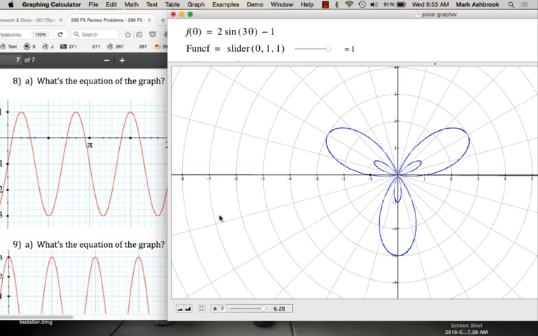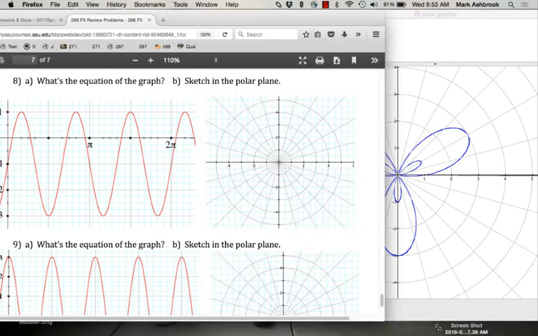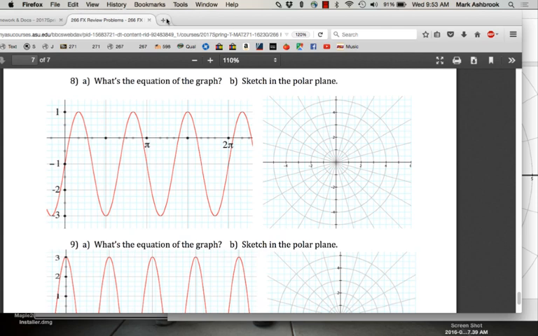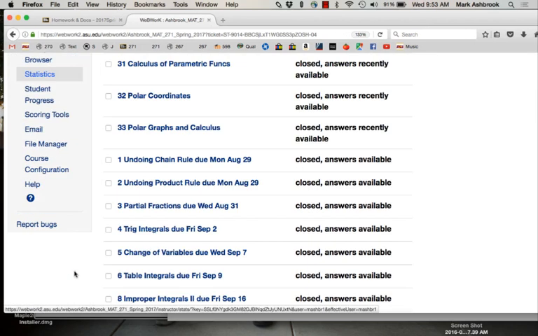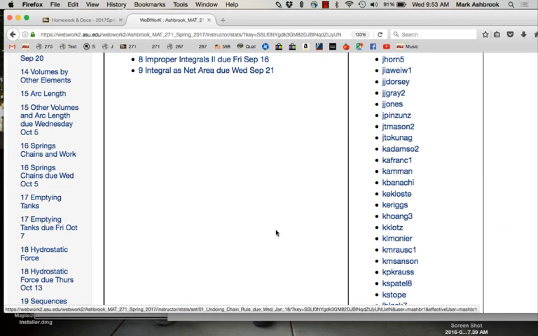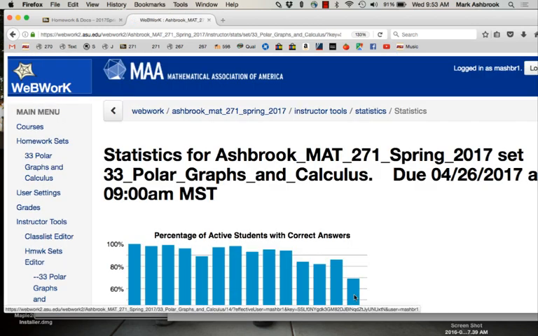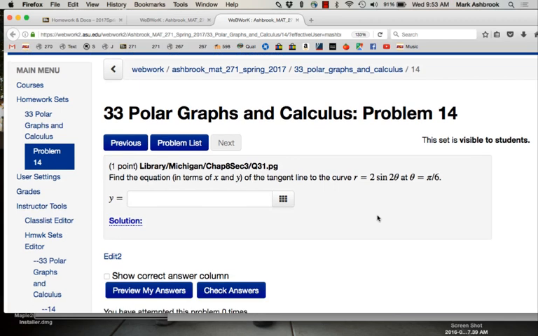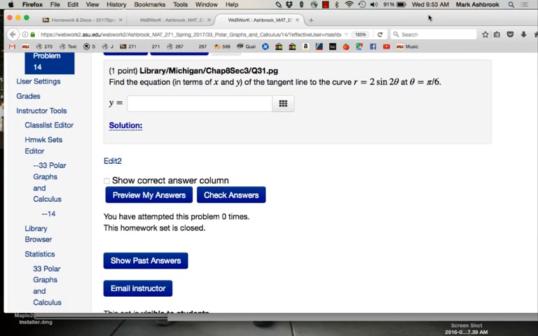Okay, let's do the last web work problem that had lower success. At least when I checked it did, so let's make sure. Where are we at? 33? Last one. So we want to find the equation of the tangent line to the curve.